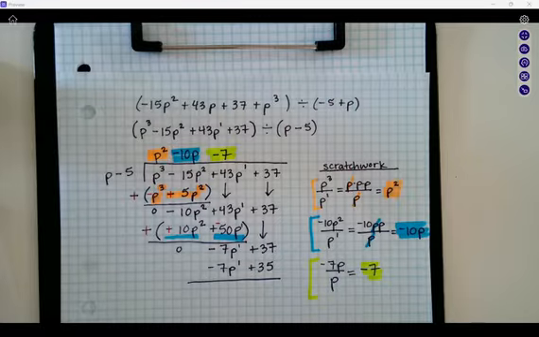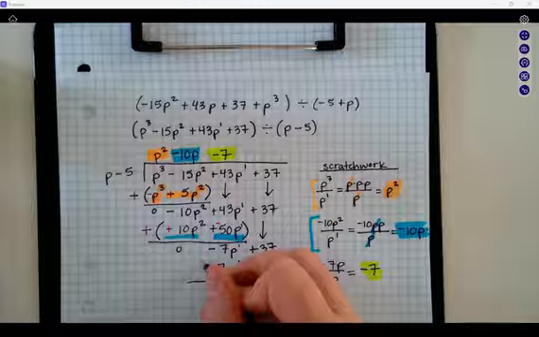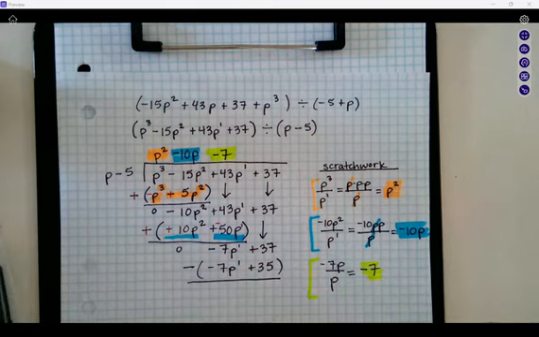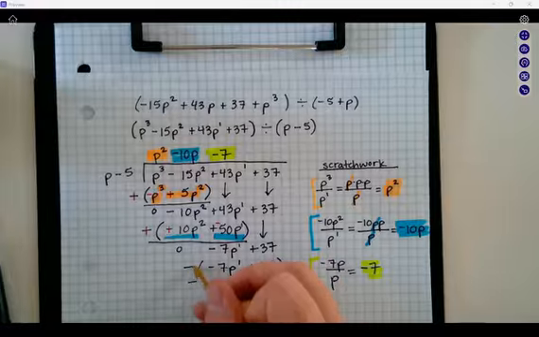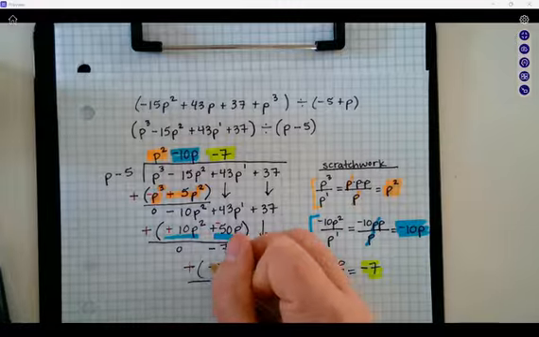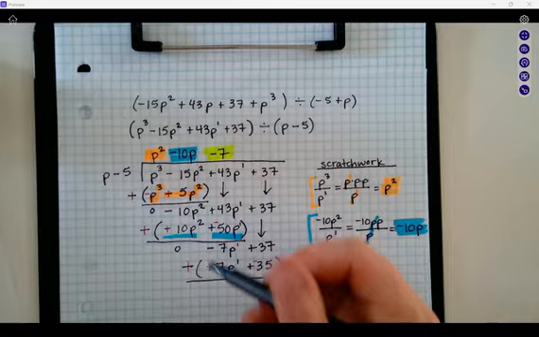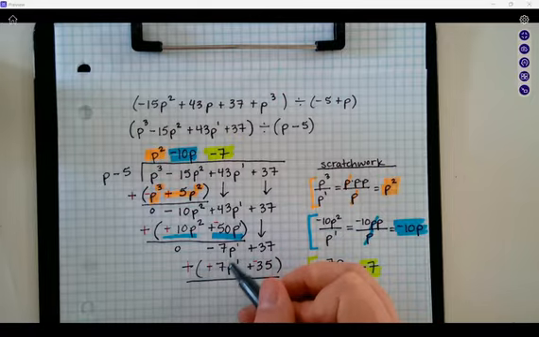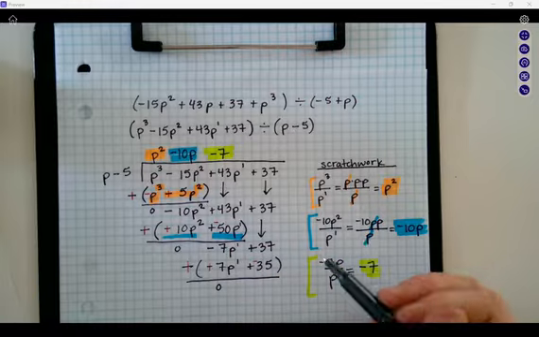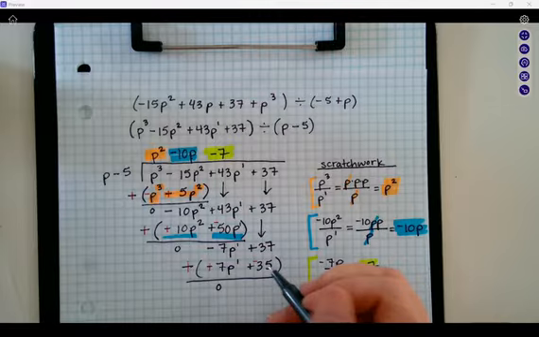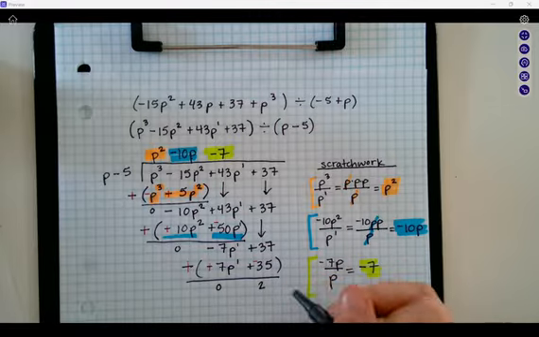Okay, now I need to subtract that result from the previous line. Just like before, I'm going to distribute this sign. So I'm changing from subtraction to addition and flipping the signs of everything within that following quantity. And I'm just going to add them together. Negative 7p plus 7p is 0. 37 plus negative 35 is 2. And this is our remainder.